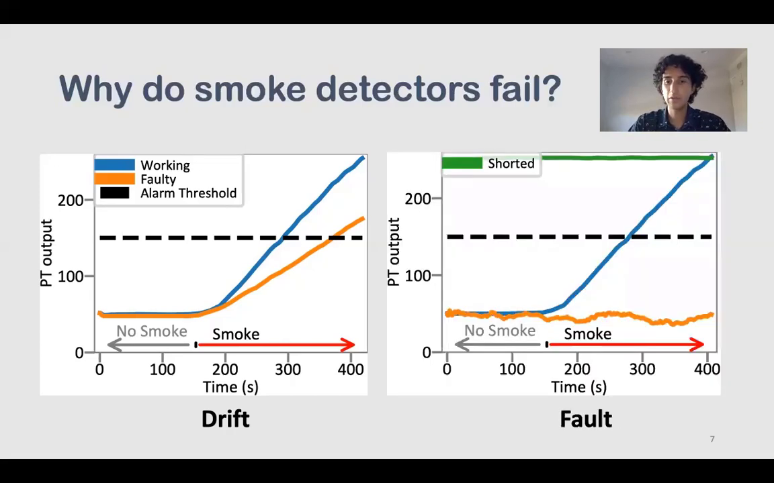Another possible type of fault can result from various types of electrical failures. And in this case, the phototransistor output, again given by the orange line, does not increase at all in the presence of higher smoke densities.